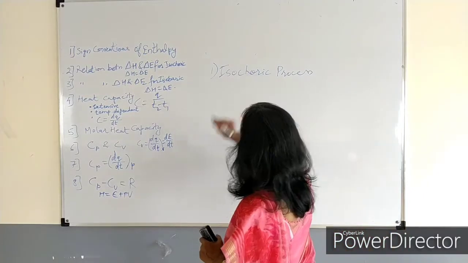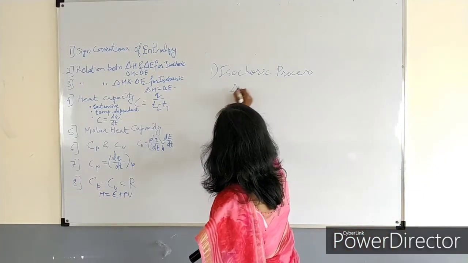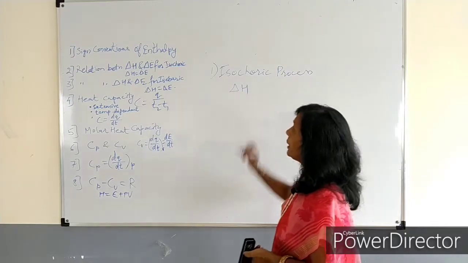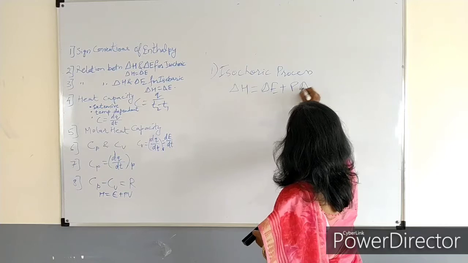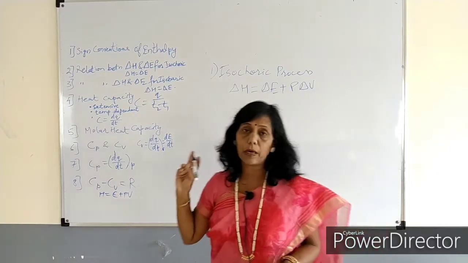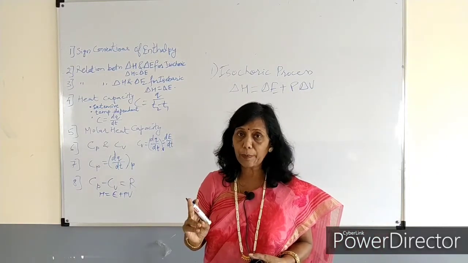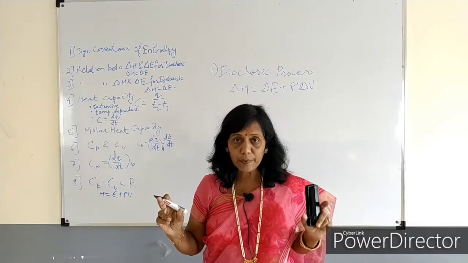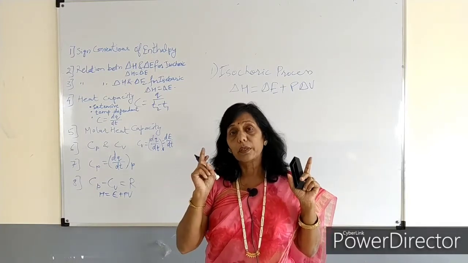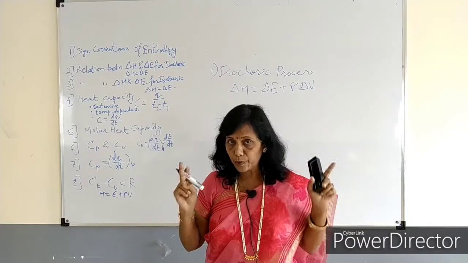Now for the isochoric process, we will write again delta H is equal to delta E plus P delta V. This is according to the definition of enthalpy. What is the definition of enthalpy? H is equal to E plus PV, right? Now dear students, don't get confused at all.